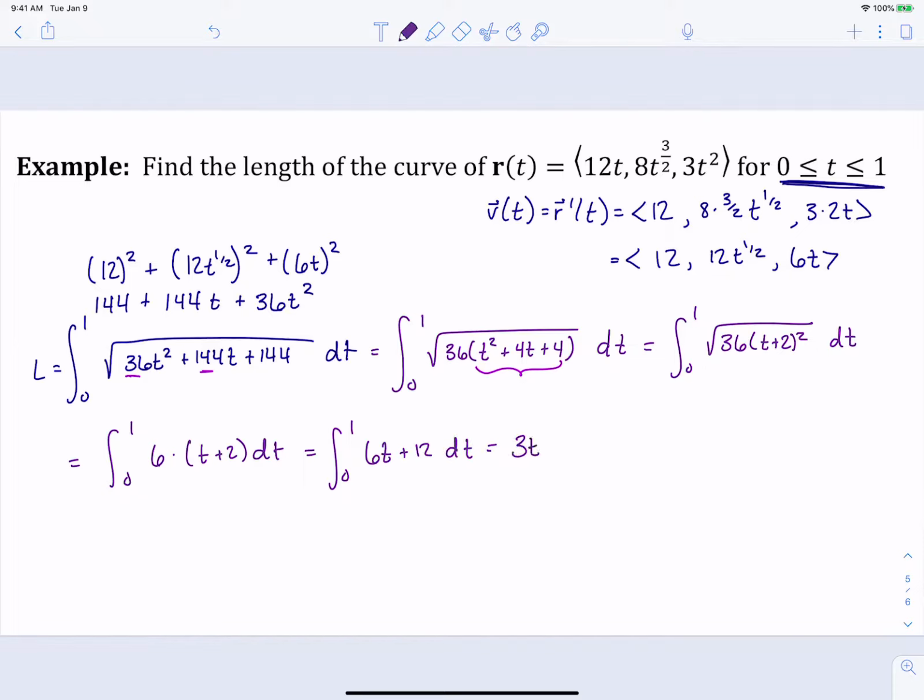And we are going to get 3t squared plus 12t, and we're looking at it from 0 to 1. So if we use the fundamental theorem of calculus, we get 3 plus 12 minus 0, which is going to be 15. So the length of our curve is 15.